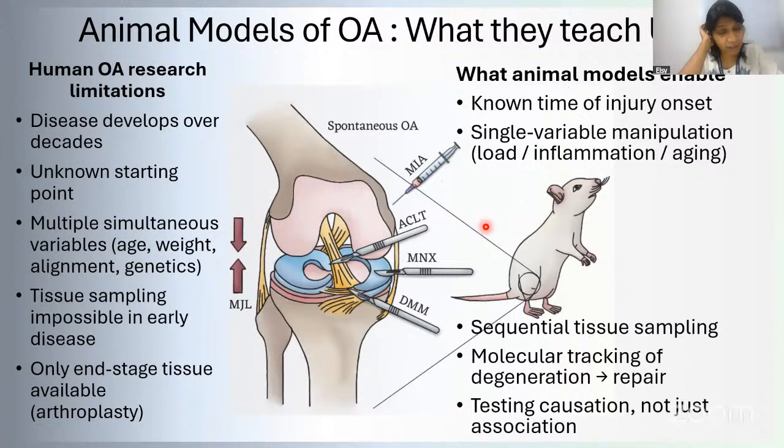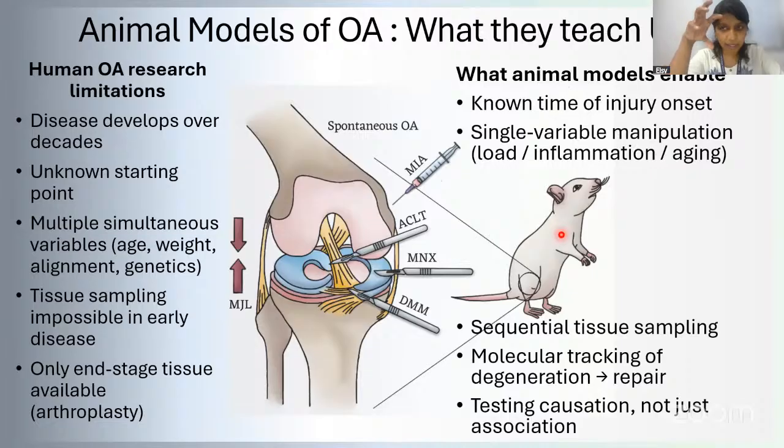Another problem is that human OA takes decades to develop in a few people. So early tissue sampling is impossible with human tissue, and that's where these animal models help us understand this disease better. These models allow us to define the time of onset, manipulate a single variable such as load or inflammation, and follow the progression over time. Most importantly, it will help us test not only causation, but also association.